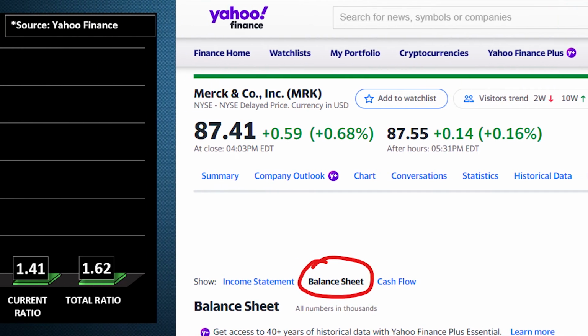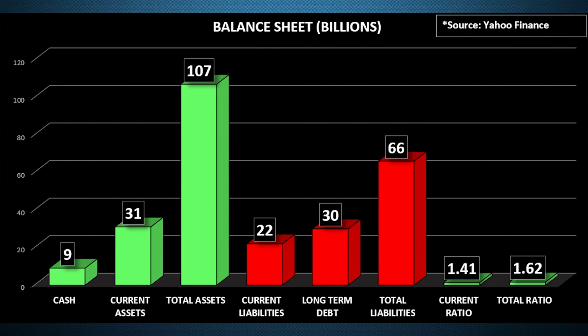But I went ahead and just grouped all the values together for you guys on this chart just to make it easy to understand. So we're looking at the balance sheet here for Merck, and I would say that it's pretty good overall. I mean, they've got billions in cash. They have more current assets than current liabilities, which is anything that is basically due within a year. They can afford to pay all of that.